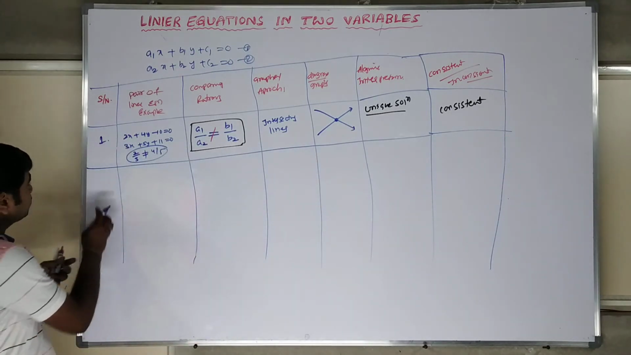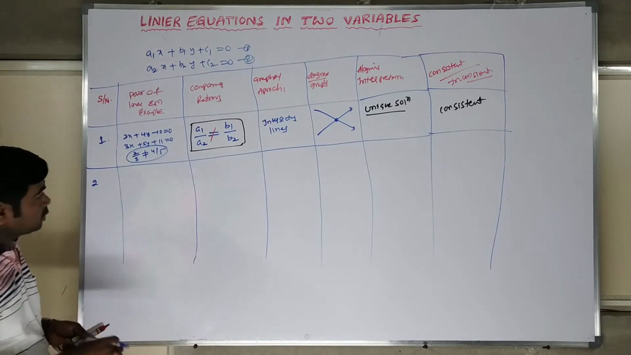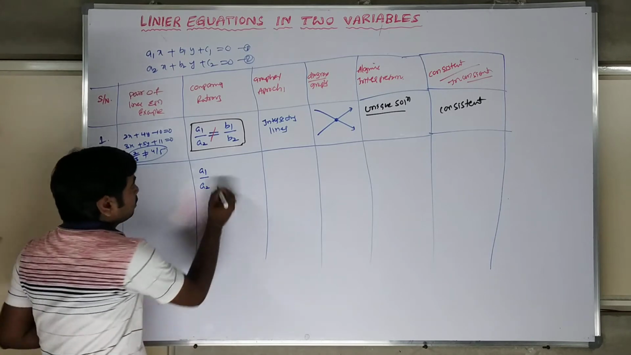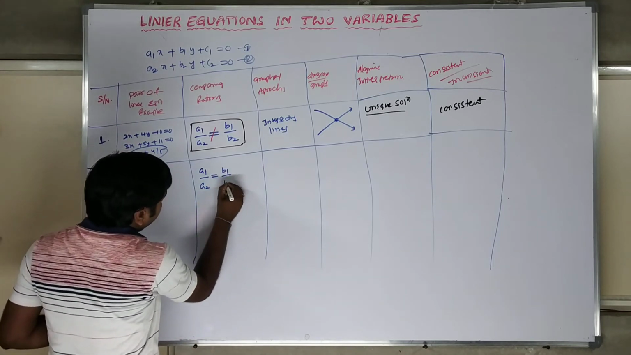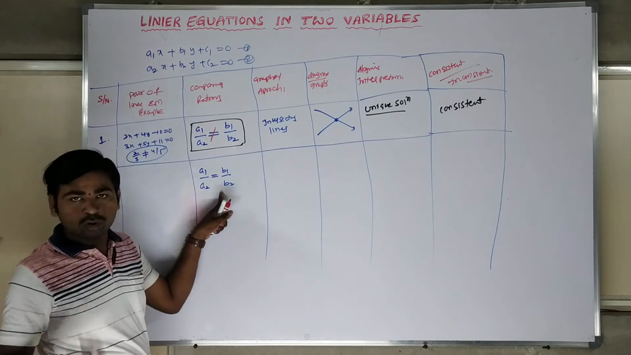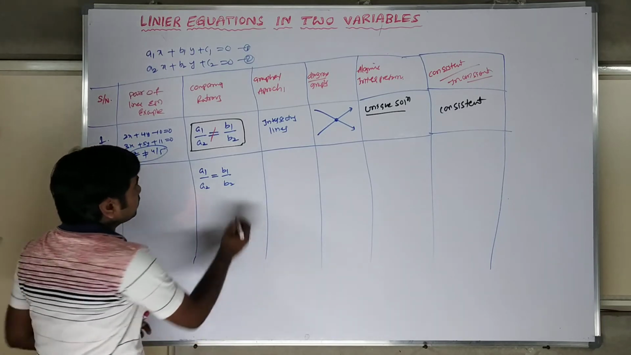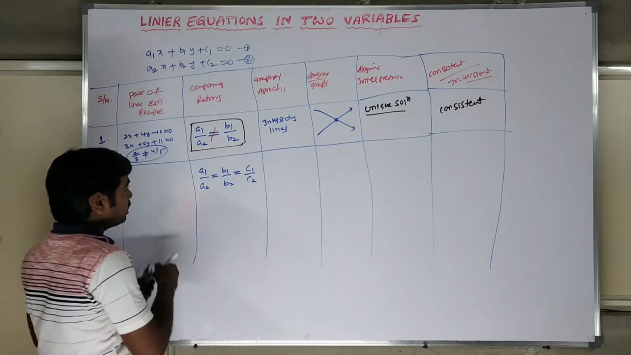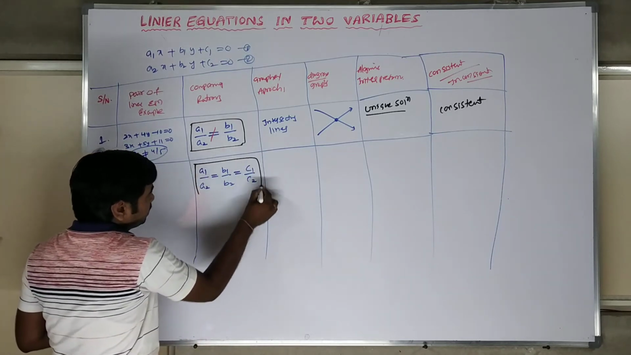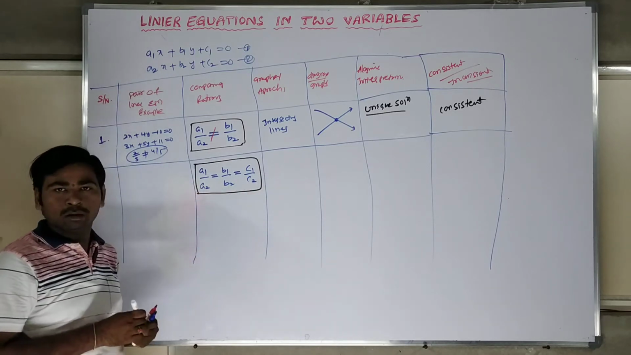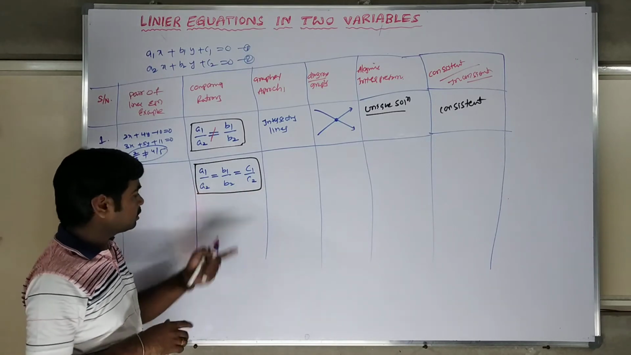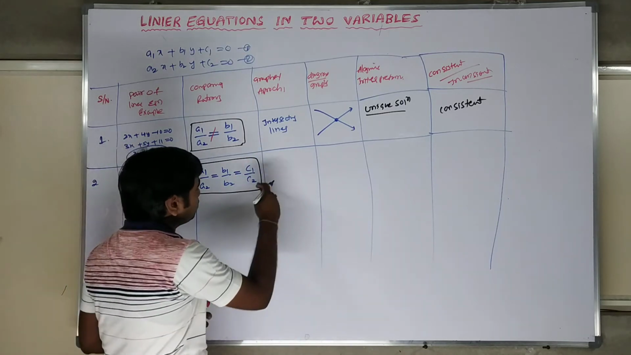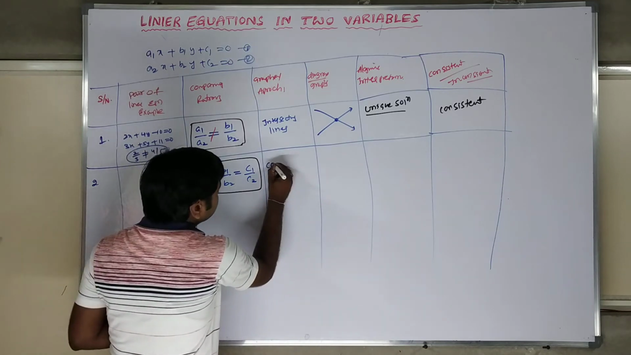Next, the second case. Comparing ratios: we compare a1 by a2 with b1 by b2. If a1 by a2 is equal to b1 by b2, please go for c1 by c2 also. So a1 by a2 is equal to b1 by b2 and is equal to c1 by c2. If all three ratios are the same, those lines are called coincident lines.